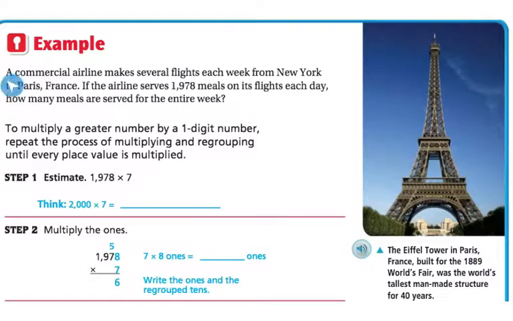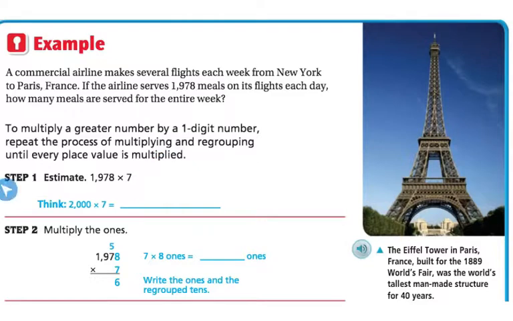In this example, it says, a commercial airline makes several flights each week from New York to Paris, France. If the airline serves 1,978 meals on its flights each day, how many meals are served for the entire week? To multiply a greater number by a one-digit number, repeat the process of multiplying and regrouping until every place value has been multiplied.